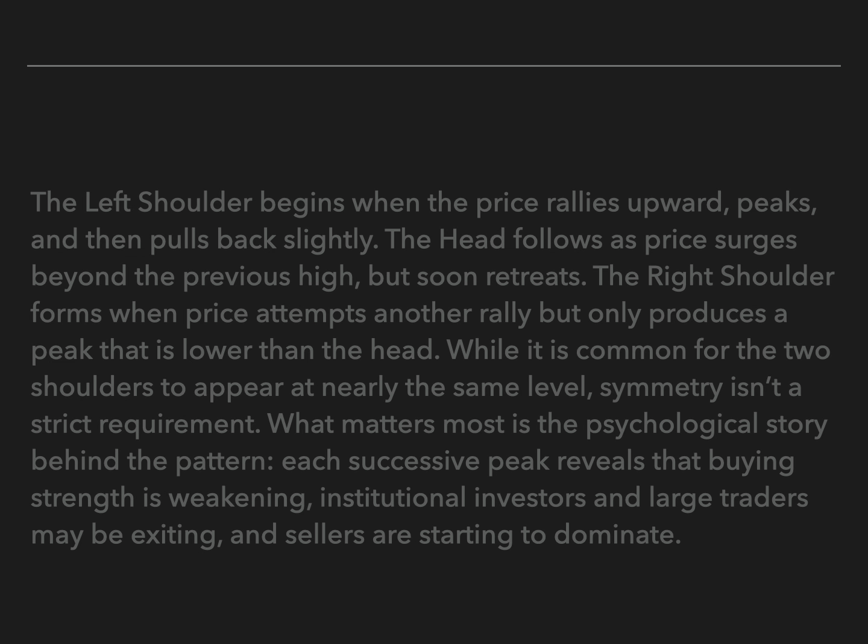What matters most is the psychological story behind the pattern. Each successive peak reveals buying strength is weakening. Institutional investors and large traders may be exiting, and sellers are starting to dominate. This anatomy tells the story of the tug-of-war between buyers and sellers. Buyers push strongly in the head phase, but the right shoulder shows serious exhaustion in demand, and by this stage, sellers are becoming more aggressive, setting up for an eventual breakdown.